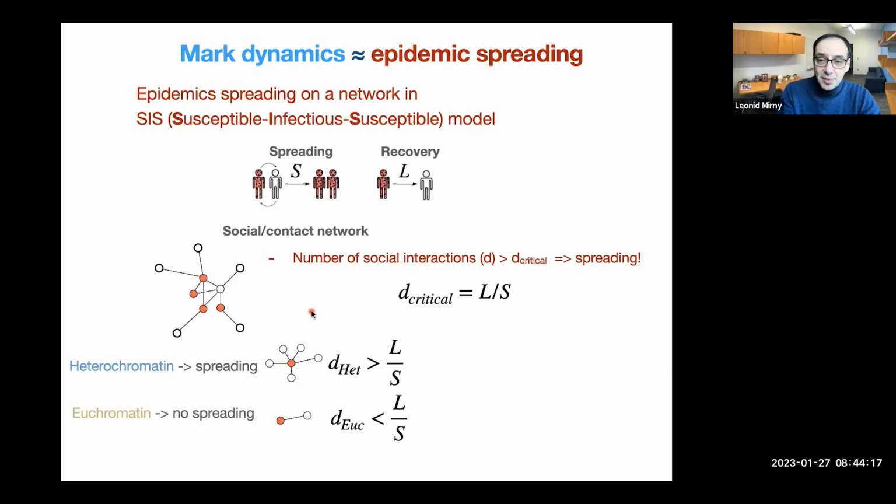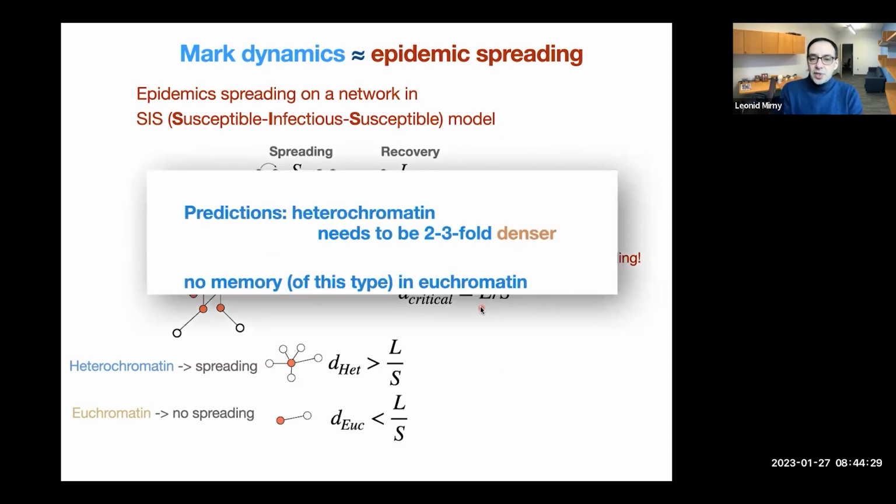So this is very similar to what we see in heterochromatin, when there is a dense compartment of heterochromatin and a loose compartment of euchromatin. And we can maintain the mark if L over S is in a particular range. So what do we learn from this? We learn that to maintain the memory, the essential component is not only to have spatial segregation of euchromatin from heterochromatin, but also to have a high density within heterochromatin. So heterochromatin needs to be a few-fold denser than euchromatin.